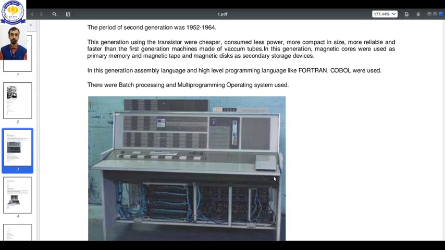And in the second generation, assembly language and high level programming languages like Fortran and COBOL were used. By high level language we mean a language that can be used by a simple user like us. Without knowing the various punch cards like the first generation punch card, we can give an instruction by writing certain commands. So command typing was possible. In the first generation, typing was not possible.